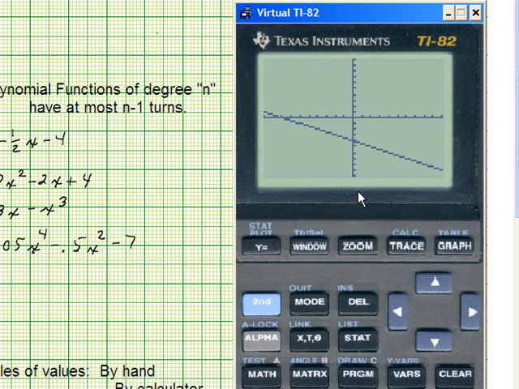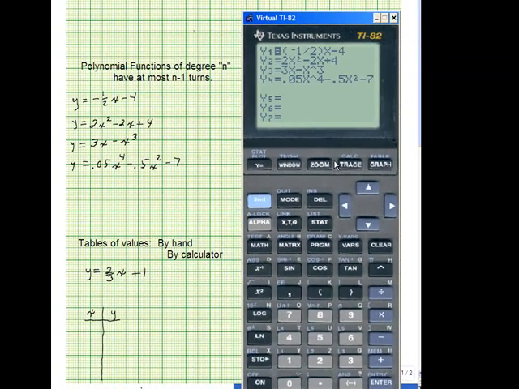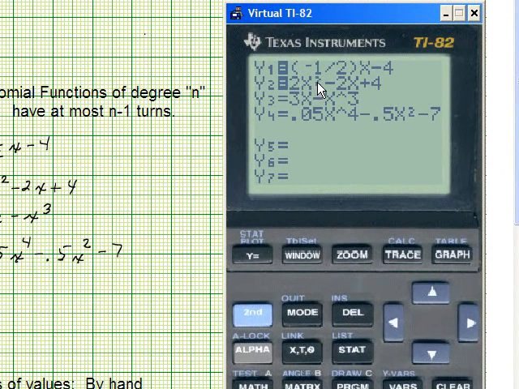Okay, well, it worked out all right. The equation of degree 1 had 0 turns. It never turned. It gave us a straight line. Let's take a look at the next function. If I highlight the next function, it has degree 2. And if it is the case that the graph can turn one less than the degree of the equation, then we should get a graph with 1 turn.